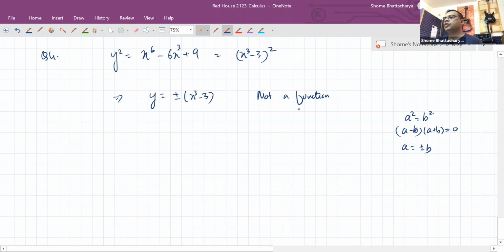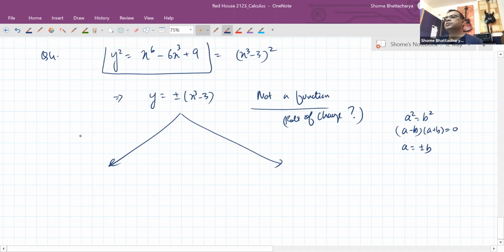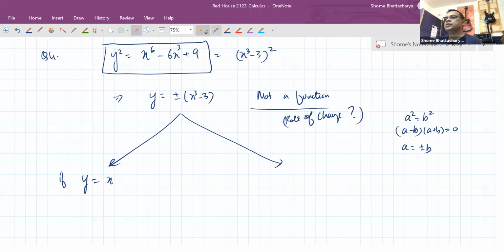So if it's not a function, then there's no question of rate of change. Or what we can do is contradict the question, so the rate of change becomes questionable. Or we can break it into two functions. So this expression could possibly mean that y is equal to x cube minus 3, that is one possible solution. Or it could mean that y is equal to minus of that, so 3 minus x cube.